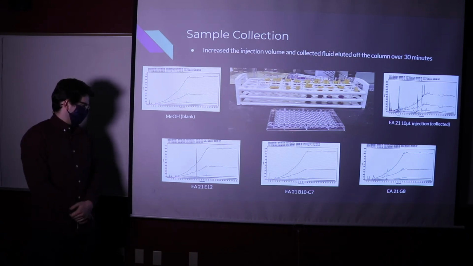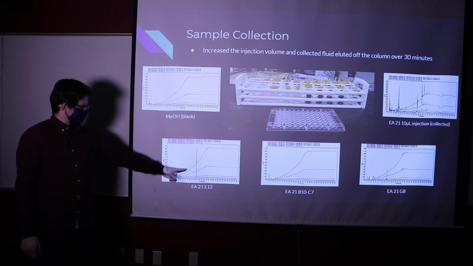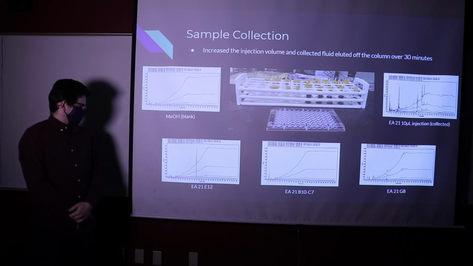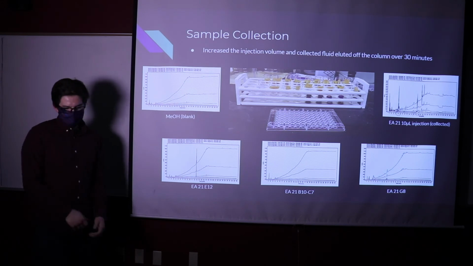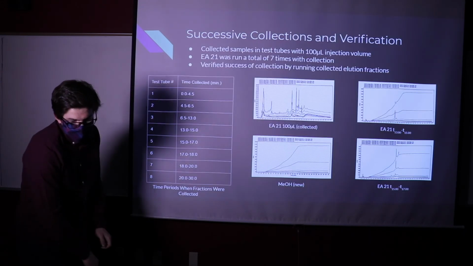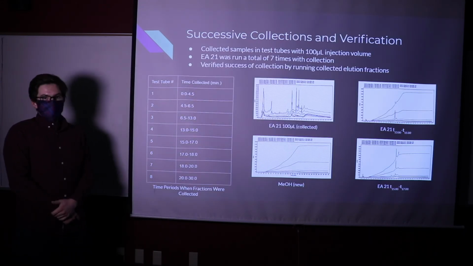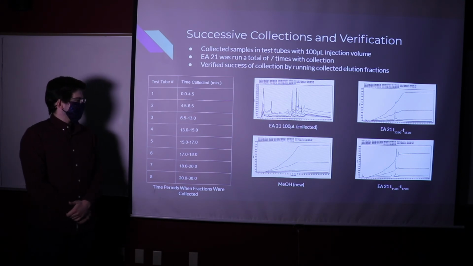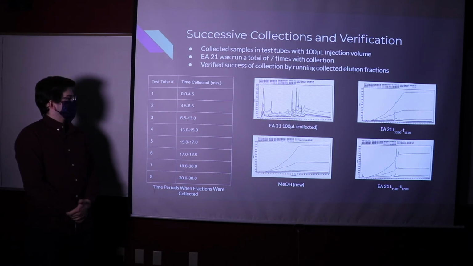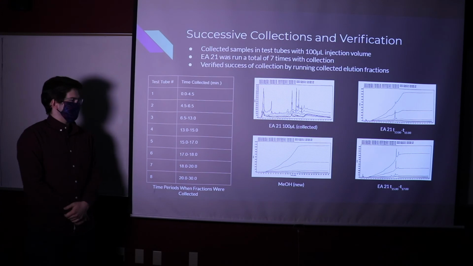Here, this is the one that was the most promising because you can see this really tall singular peak indicating that there's only one compound in that collection. So going on further, I then ran the ethyl acetate 21 sample a total of 7 times with collection of the elution, and that seemed to work pretty well.